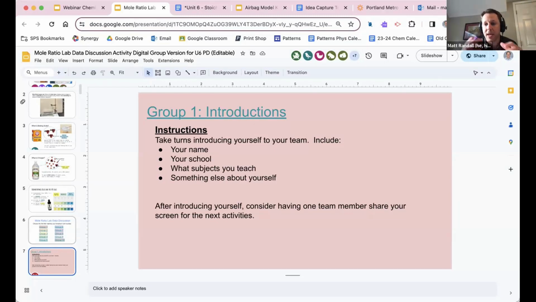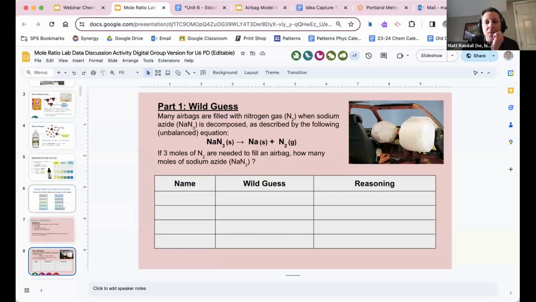We found it makes the working together, that person will be able to view more of what's happening usually if you're able to do that. And then part 1, there's a wild guess, and this is connected to the airbag example. I'll have you read this wild guess, and then would each of you write your name and then your answer and then your reasoning. And let's keep that pretty quick, but you're guessing.